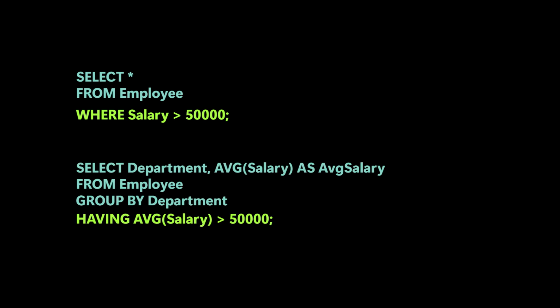Now, if we want to check departments where the average salary is greater than 50,000, we need grouping. Select department, average salary as average salary, from employee, group by department, having average salary greater than 50,000. Here, the HAVING clause filters entire groups, departments, based on the condition applied to the aggregated value.